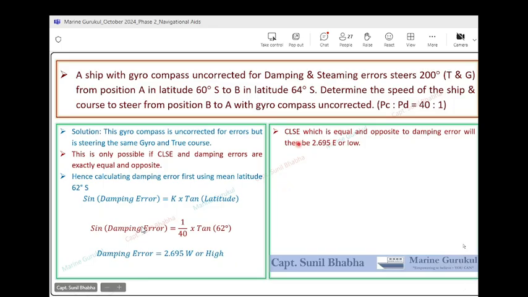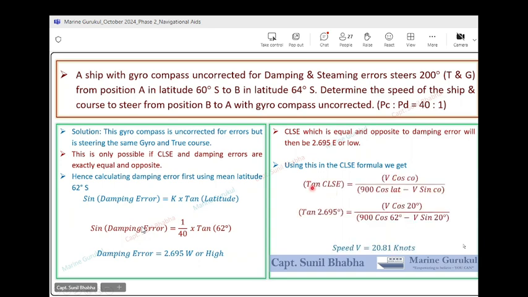Now we know CLSE is exactly equal and opposite to the damping error. Since the total gyro error is 0 here, the CLSE or steaming error will be 2.695 degrees east or low. Now using this in the steaming error formula, tangent of CLSE is equal to V cos course divided by 900 cos lat minus V sin course. The negative sign is because we have a westerly component of the course.